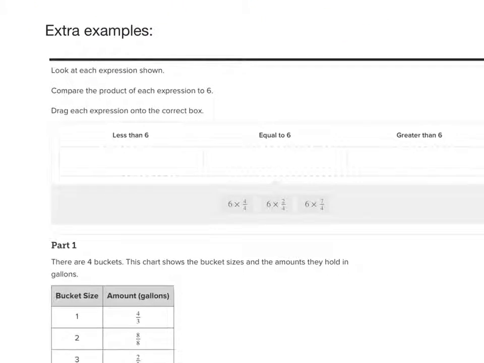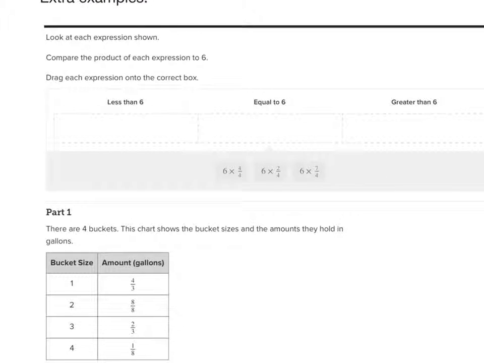All right, extra examples. Don't write these down, but do pay attention. Look at each expression shown. Compare the product of each expression to 6. And we're going to put each of those expressions in one of the boxes.